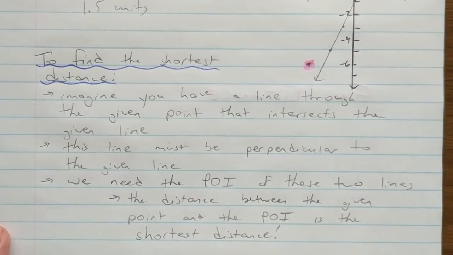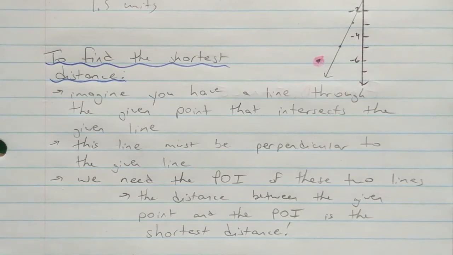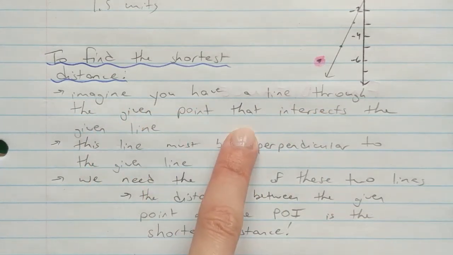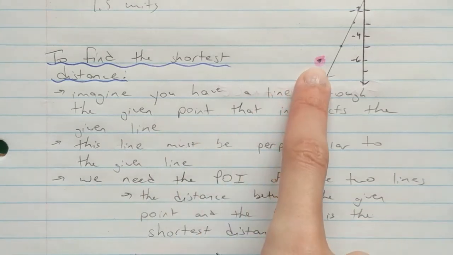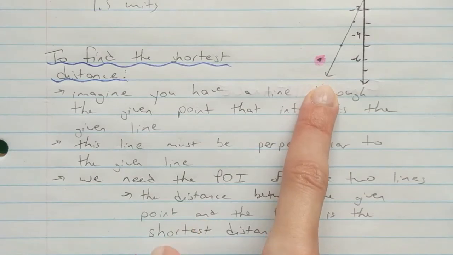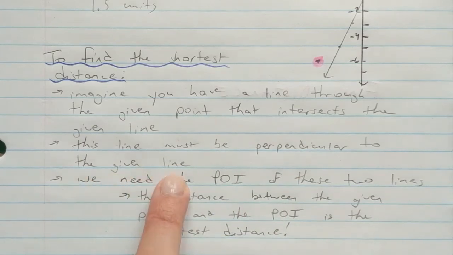Now when we need to find the shortest distance, there's a lot of different steps we need to work together. It's very important that you have completed the distance formula investigation, or the length formula investigation, or that you have an understanding of that before we begin, because that's what we are going to be applying today. So to find the shortest distance, you need to imagine that you have a line through the given point that intersects the given line. So I need to put a line through my dot here that's going to intersect my line. This new line must be perpendicular to the given line.